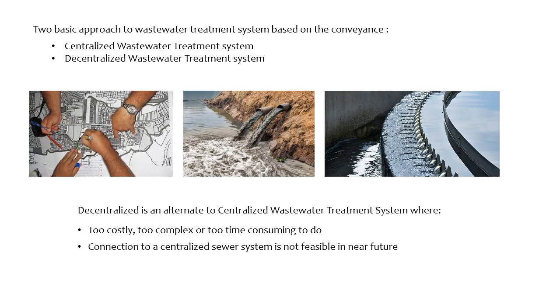There are two basic approaches to wastewater treatment systems based on conveyance, which are centralized and decentralized wastewater treatment systems. Generally, during the implementation stage, wastewater generated at the current and also the future stages, terrain, as well as other social and economic factors decide whether to opt for a centralized or decentralized treatment system. Often the decentralized treatment system is opted for where it is too costly, too complex, or too time-consuming, and the connection to a centralized sewer system is not feasible in the near future.